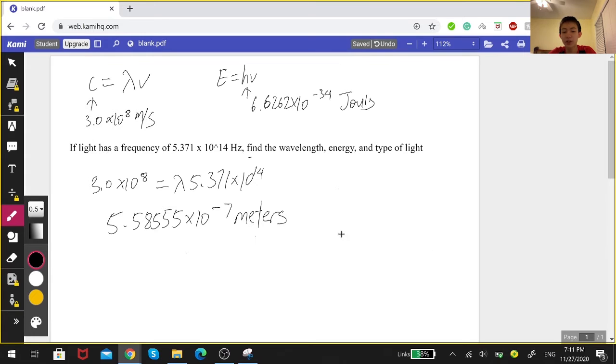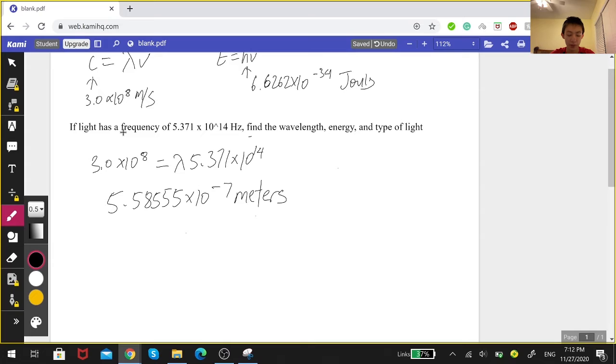So, alright, here's the thing. Frequency is Hz. Wavelength is not always nanometers. Energy is always joules. When you're using the light formula, it's meters because it's 3.0 times 10 to the 8 meters per second, not nanometers per second. Okay, now we have this, and now we found the wavelength. Now we gotta find the energy, right?